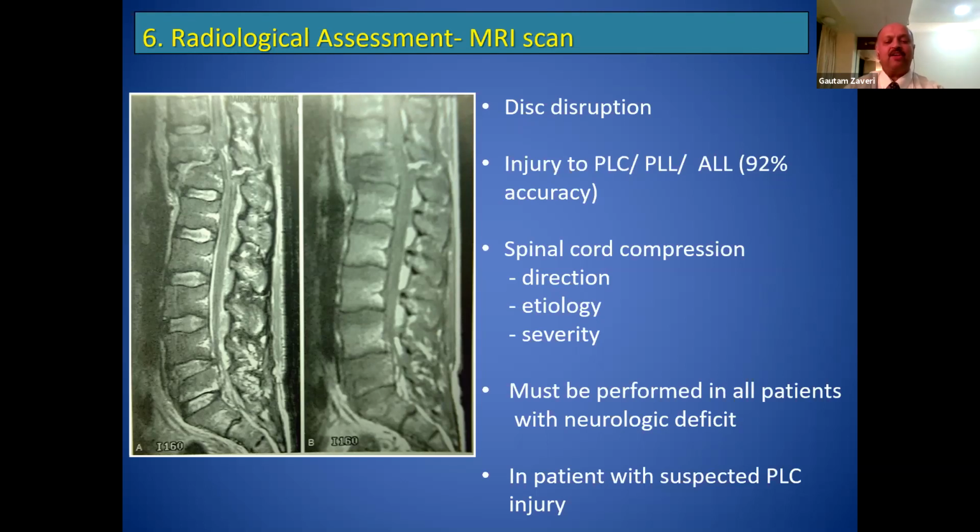Every patient who has a neurologic deficit must have an MRI scan. In patients with suspected posterior ligamentous injuries, an MRI is extremely helpful and is the gold standard for diagnosing posterior ligamentous complex injuries.